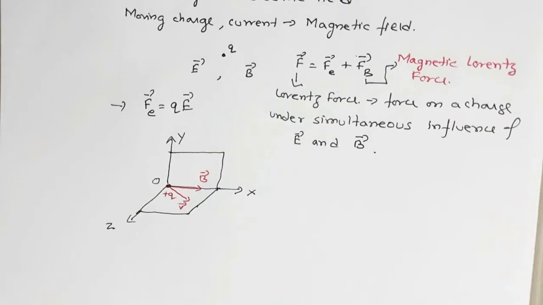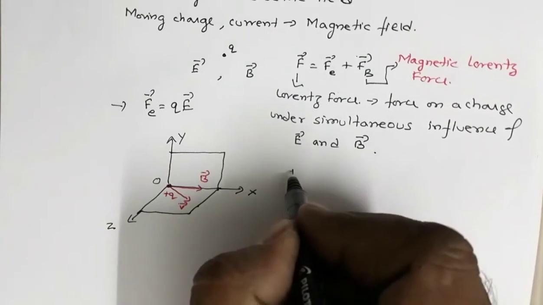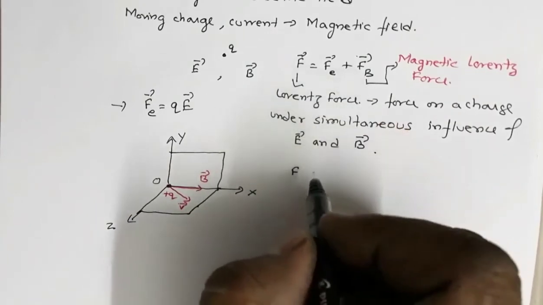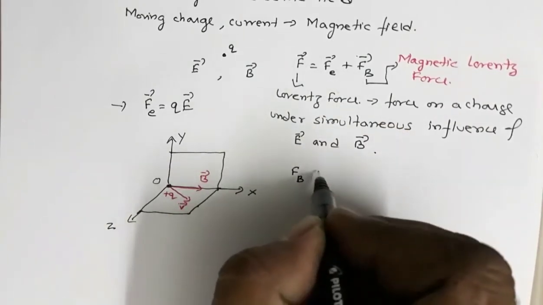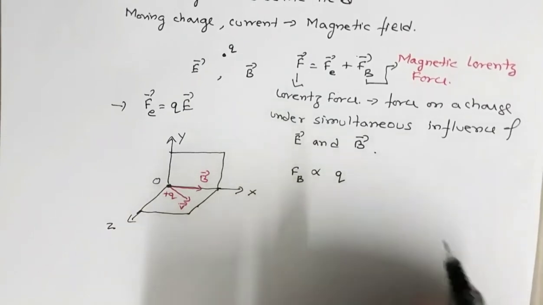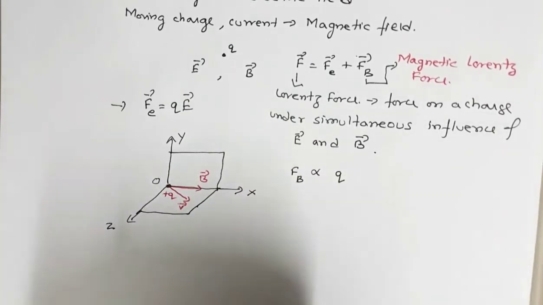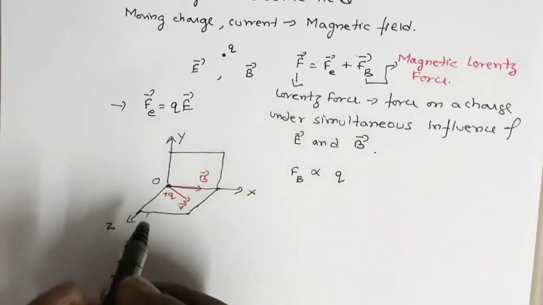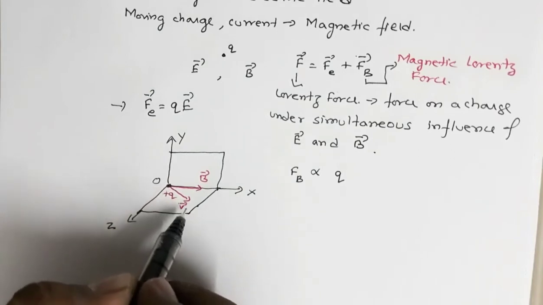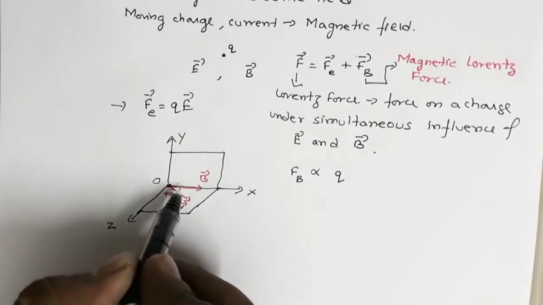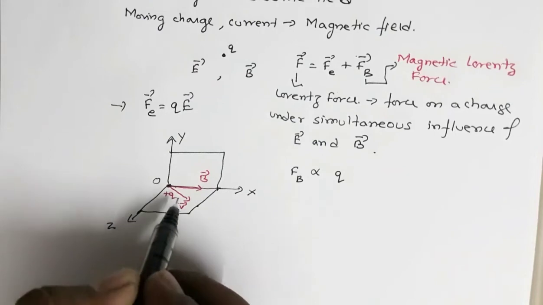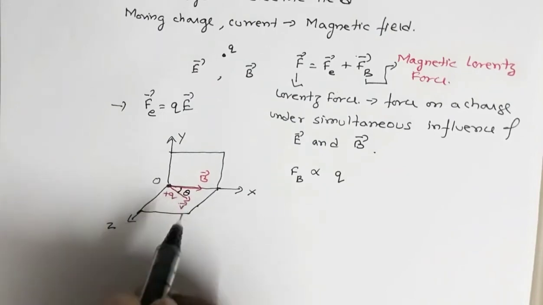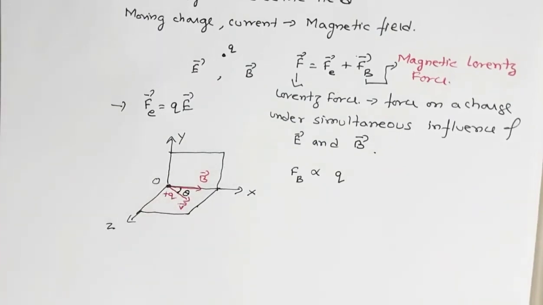Okay, now what Lorentz observed is that the magnitude of this magnetic force is proportional to the magnitude of the charge. Greater the charge, greater the force. Okay, now suppose this is the velocity vector and this is the magnetic field. These two vectors are lying on this xz plane. This angle is theta. So theta is the angle between the velocity vector and the direction of magnetic field.